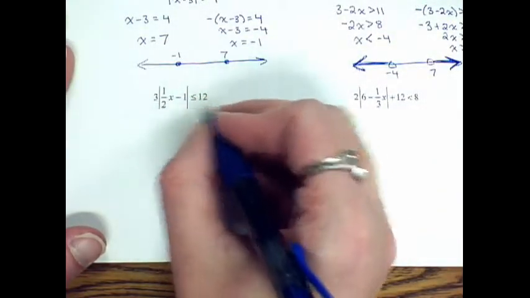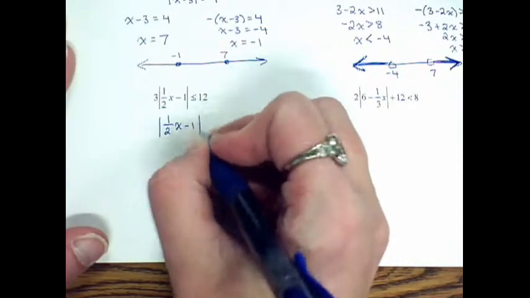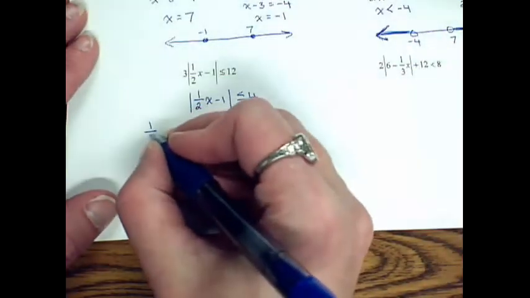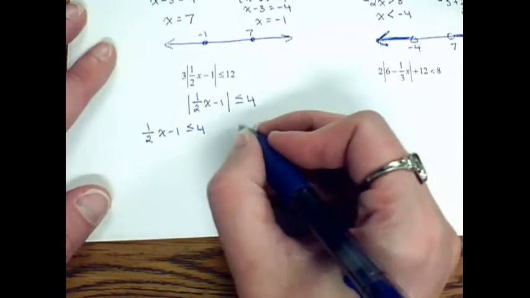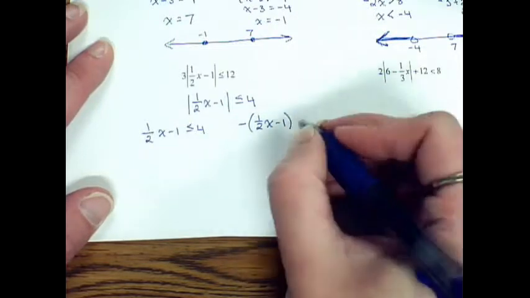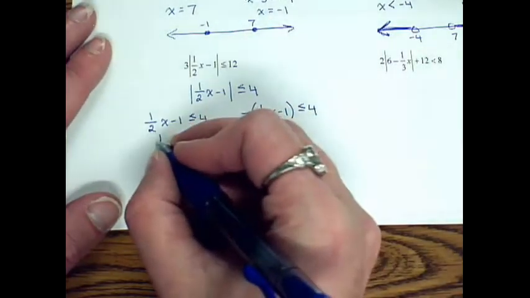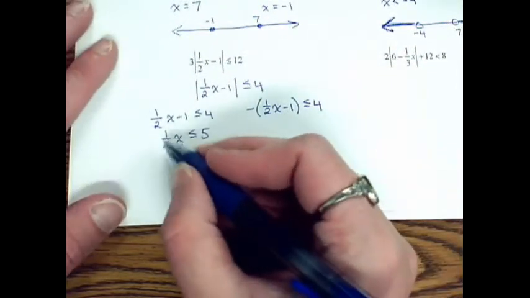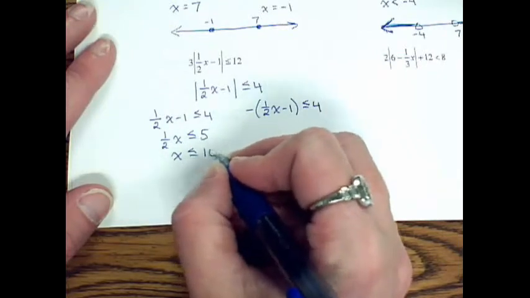Get the absolute value by itself. So I'm going to divide both sides by 3. Absolute value of 1/2 x minus 1 is less than or equal to 4. Split it up. Got the positive version, 1/2 x minus 1 is less than or equal to 4. The negative version is that the opposite of 1/2 x minus 1 is less than or equal to 4. I'm going to add 1 to the other side and get 1/2 of x is less than or equal to 5. How do I undo 1/2 in front? Well, multiply both sides by 2. That gives me x is less than or equal to 10.